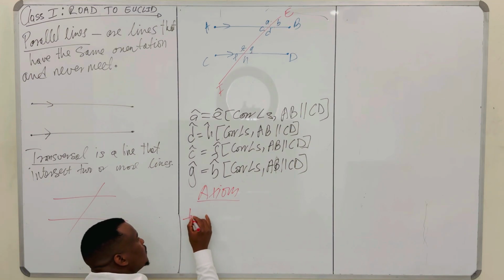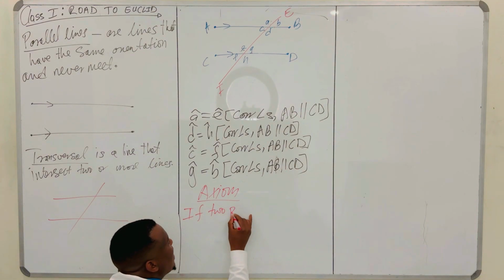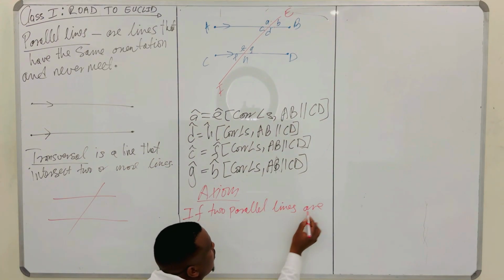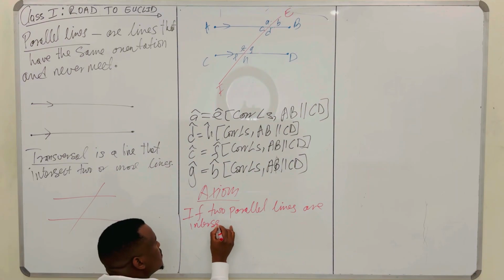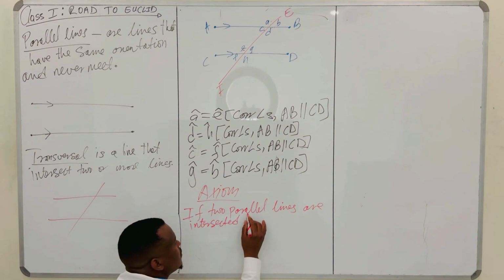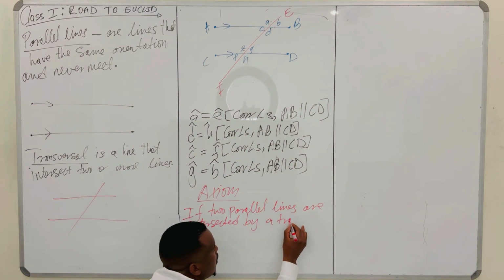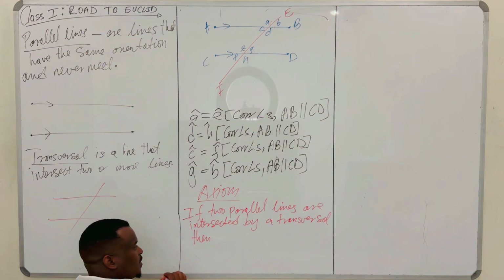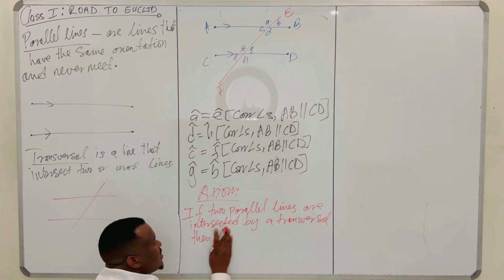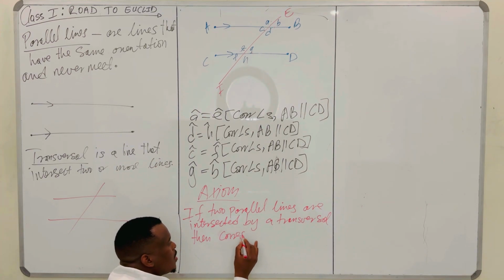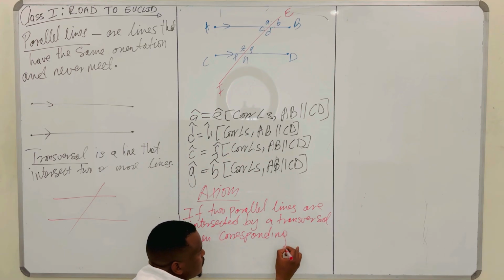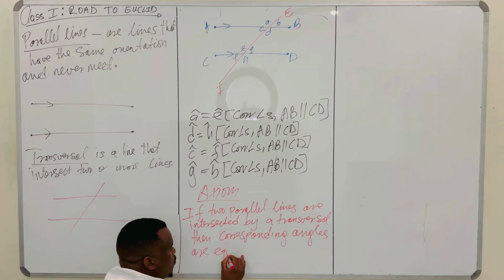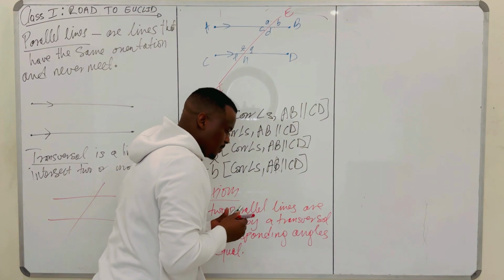Yes. If two parallel lines are intersected by a transversal, then corresponding angles are equal. Are you with me? Yes.